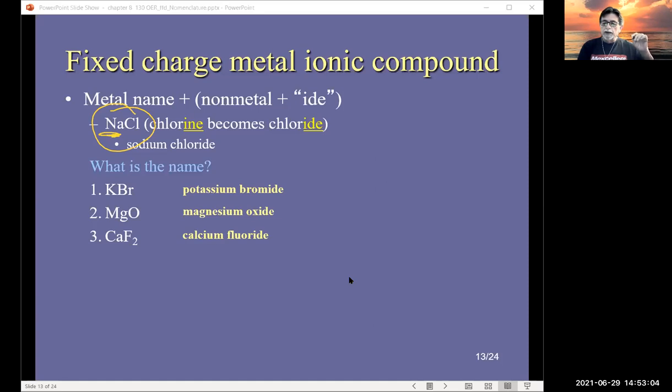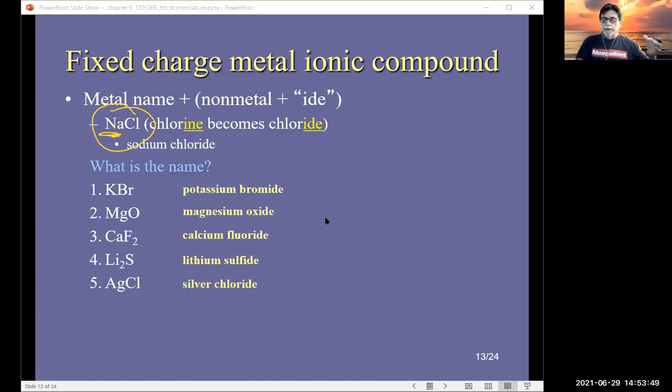Notice, for the first 3, why haven't we used Roman numerals up to this point? Exactly. It has the fixed oxidation number, okay? And the charge would be okay, you can use that. But I'll be using oxidation number because we're going to get into covalent compounds that don't really have a charge. All right, then we got lithium sulfide, okay? And then we got silver chloride.